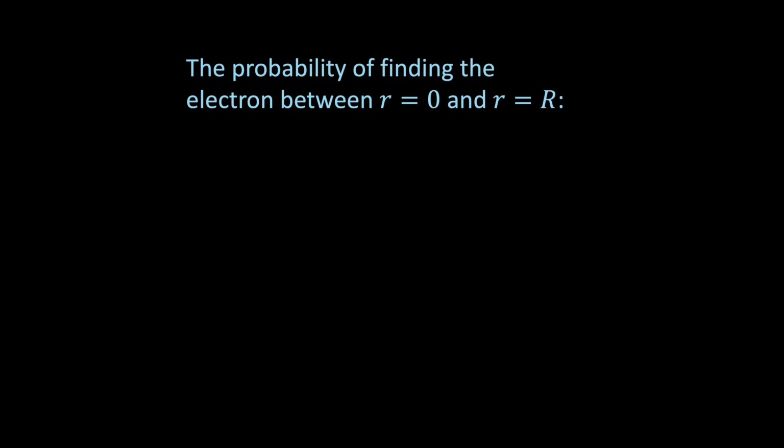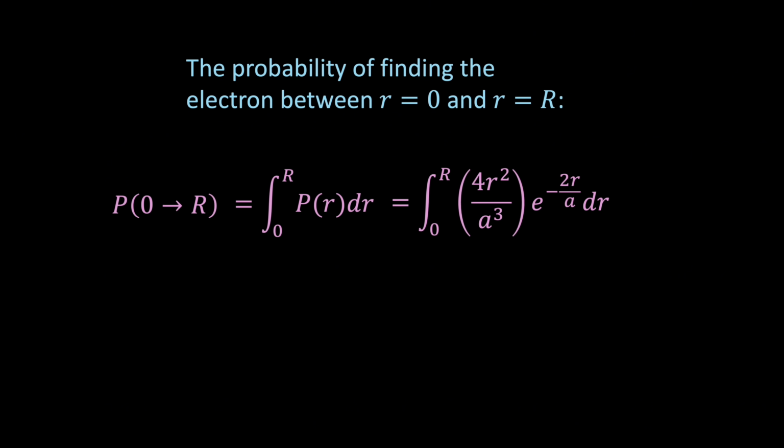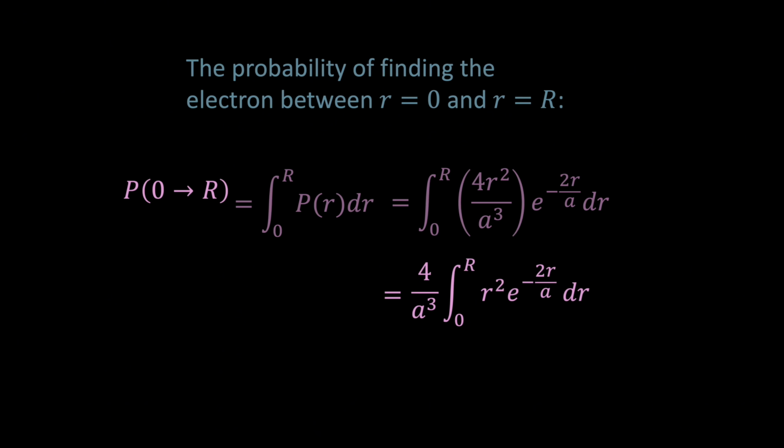Okay, so we can now state things in mathematical form. The probability of finding the ground state electron between r equals 0 and r equals capital R, where capital R is the nuclear radius, is given by the following purple expression, and we can then pull out the constants to neaten things up a bit.